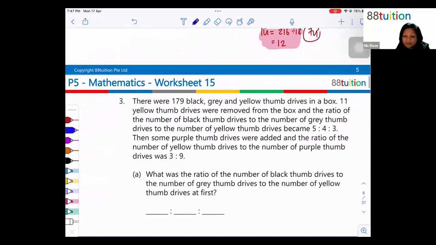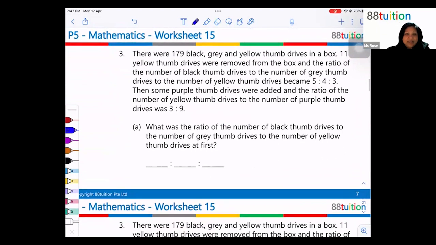So let's look at question number 3. This is a really long question. How many of you attempted this and got the right answer? Very good, Giselle. Then Kanishka. All right, so very quickly, for those of you who didn't attempt, next week you try and do it, okay? So there were 179 black, gray, and yellow thumb drives.